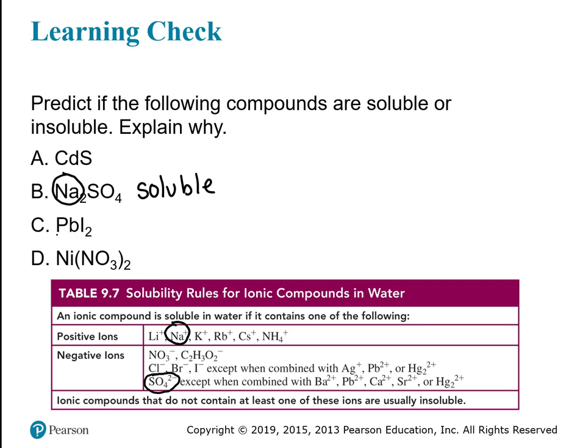Let's try C. Lead iodide, lead 2 iodide. Soluble or insoluble? We have one vote for insoluble, another vote for insoluble. I'm going to say yes, it's insoluble. The reason is, while most halides are soluble, lead is an exception. So that means any lead with chlorine, bromine, or iodide is not going to be soluble.